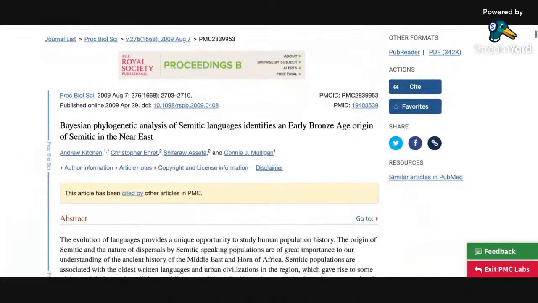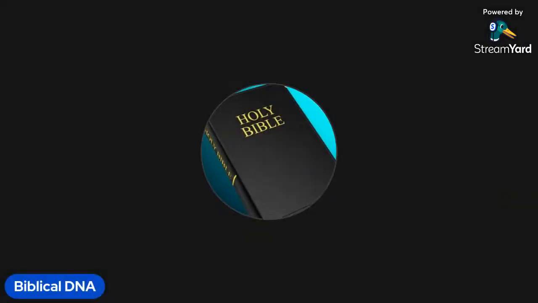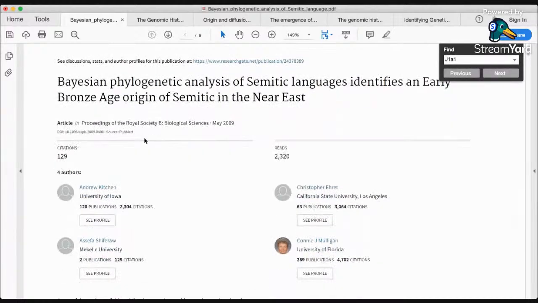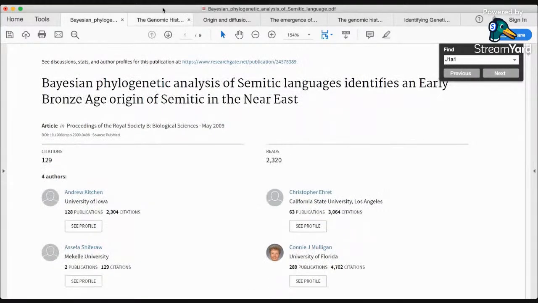All right, this is the first website, and I'm actually going to go to the one I already have open and highlighted. It's much easier that way. Let's see. There we go. All right. Hopefully get it.